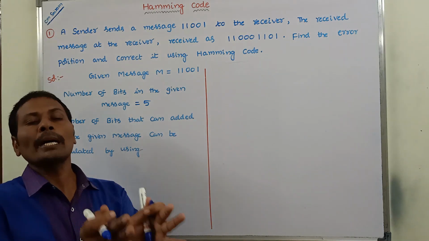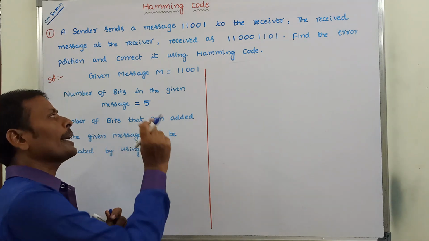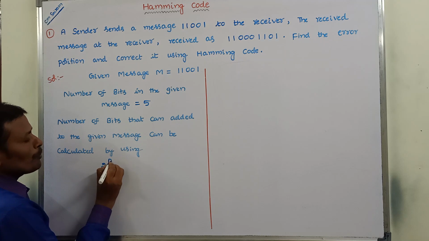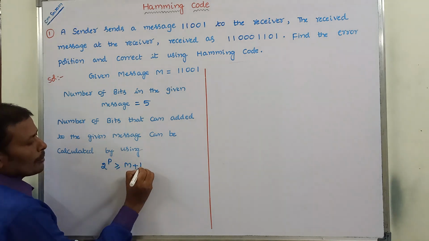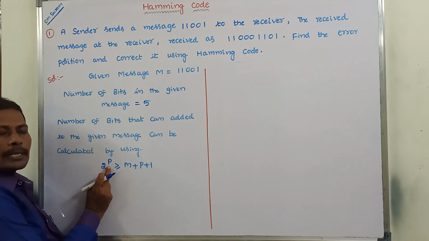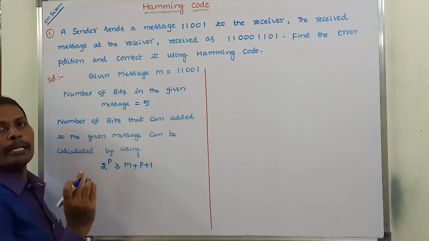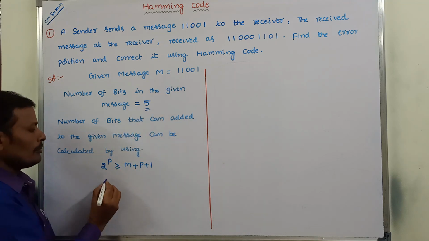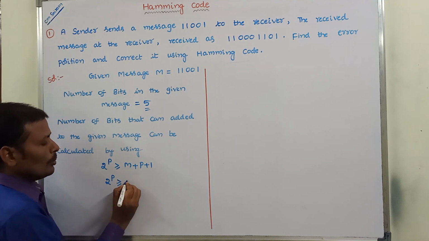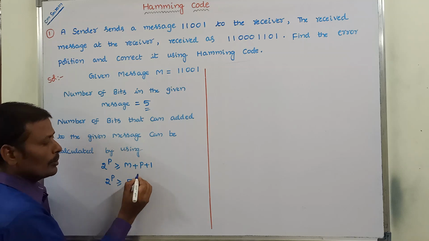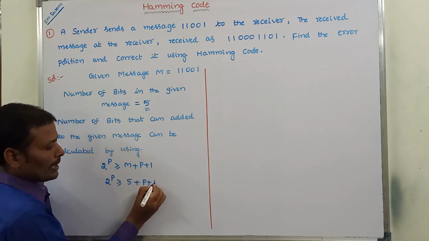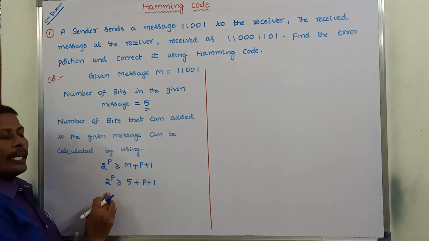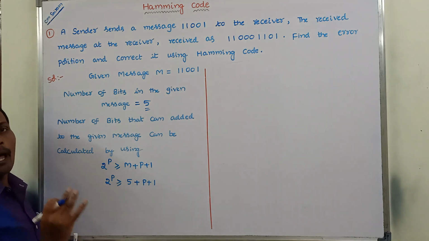How many parity bits can be added to the given message M can be calculated using a formula. That formula is 2 power p greater than or equal to m plus p plus 1, where p is the number of parity bits and m is the number of message bits. We know the m value is 5. So 2 power p is greater than or equal to 5 plus p plus 1. Now we apply the trial and error method to find for which value of p this equation becomes true.